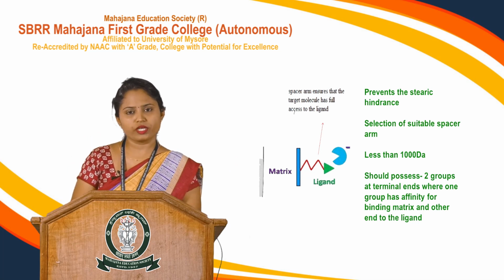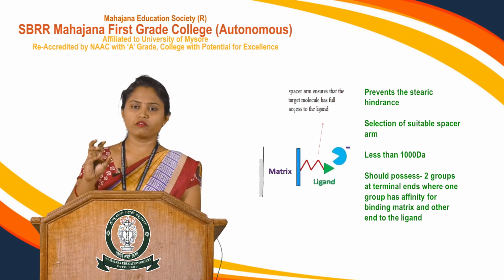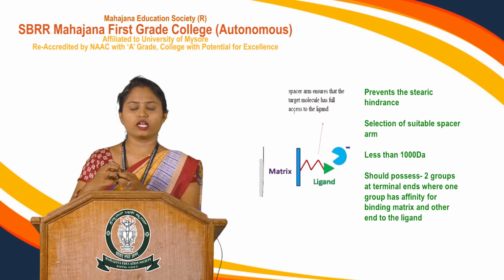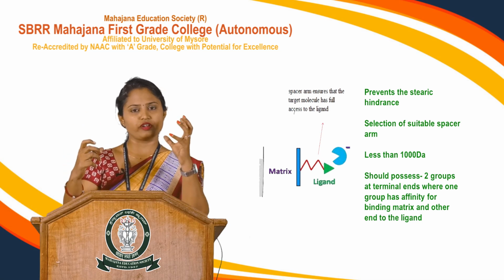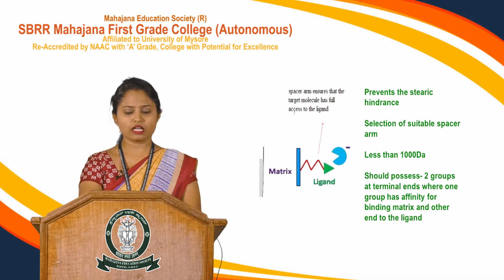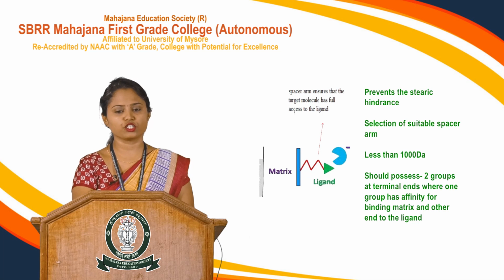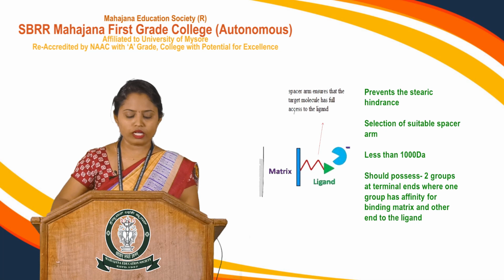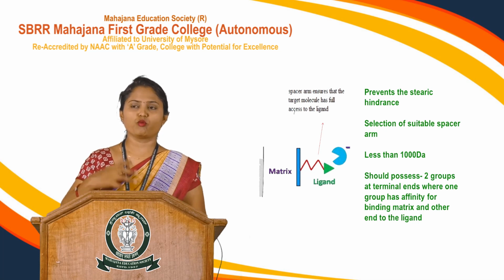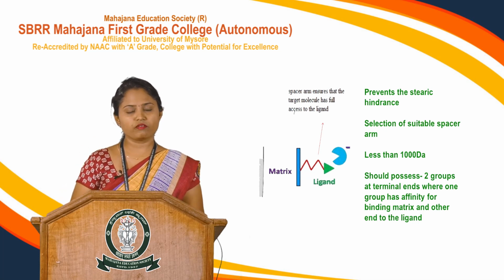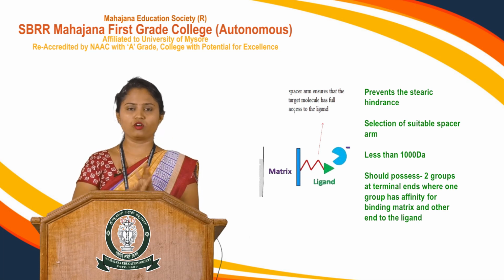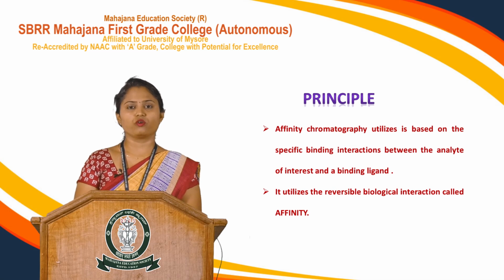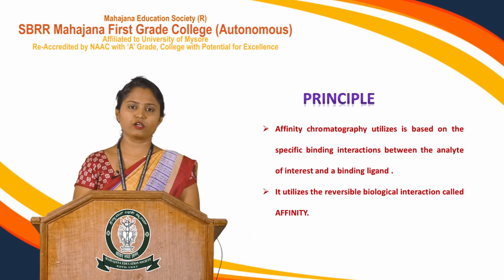The other end of your spacer arm should possess a functional group which has an affinity for binding with the ligand, so that it can bridge between your ligand and the spacer arm. So, this is how we prepare the stationary phase and immobilize it using the ligands. Now, once your gel beads immobilized with the ligands connected with the spacer arm are ready, you pack your column. Now, let us look into the working principle of affinity chromatography.